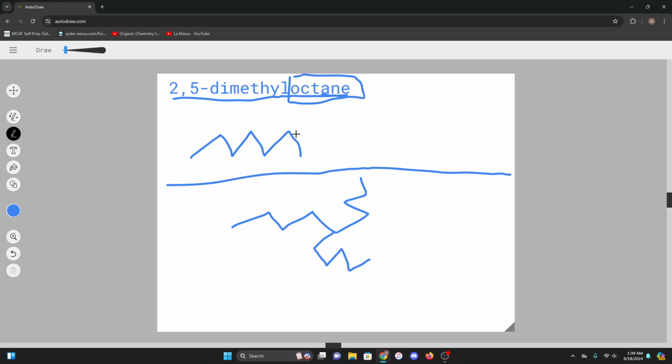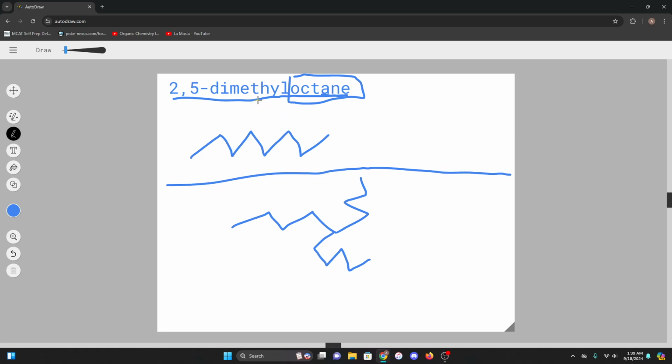What does that mean? That means there's no double bonds. They're all just straight lines, single lines, essentially. And there's no ring, so you don't put cyclo in front of it. So octane, meaning you need to have 8. So 1, 2, 3, 4, 5, 6, 7, try the 8th. There we go.